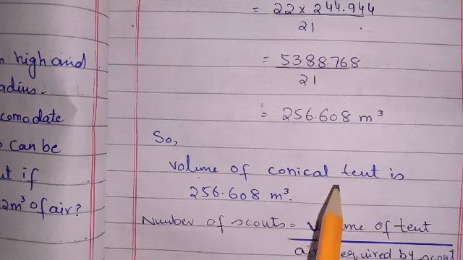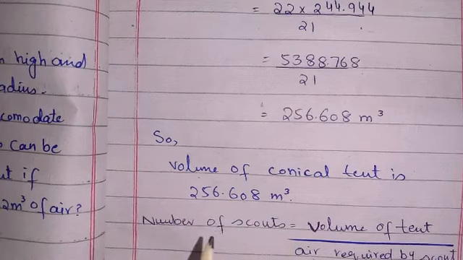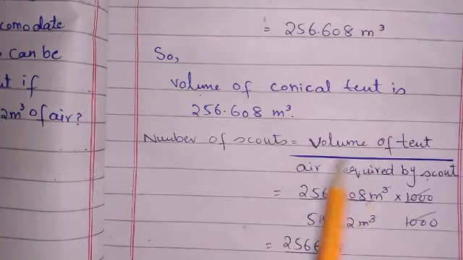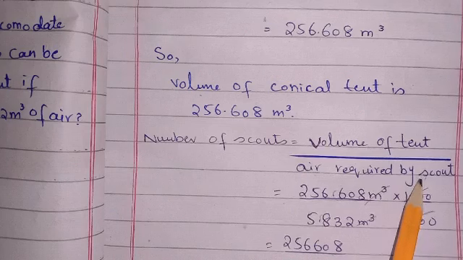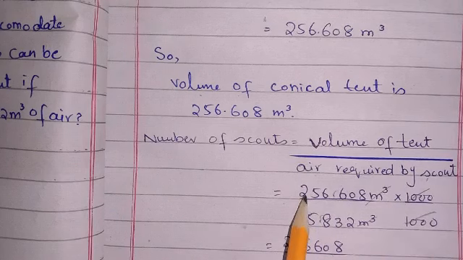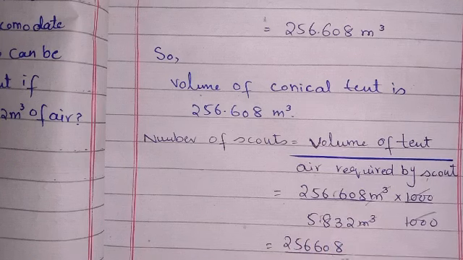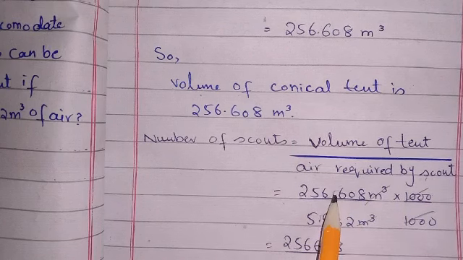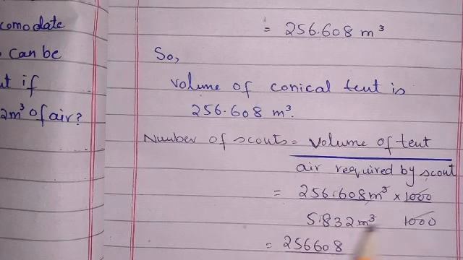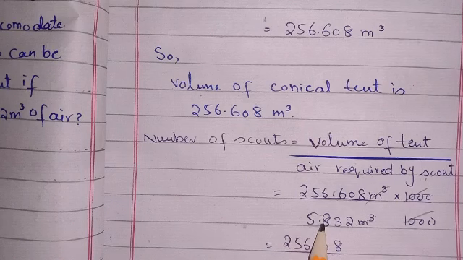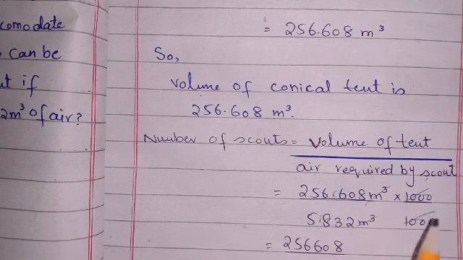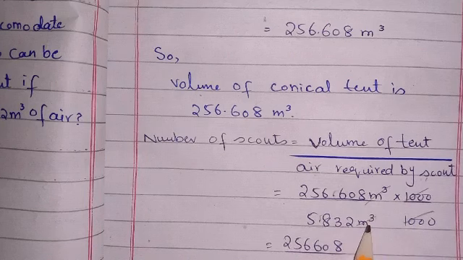Now we are going to find out the number of scouts. So the number of scouts is equal to volume of tent over air required by each scout. Here you can see that we will write 256.608 meter cube over 5.832 meter cube. Now students, we will remove the decimal point: in the denominator we add 1000, and the denominator having the decimal, its 1000 will be in the numerator. 1000 cancels with 1000 and meter cube cancels with meter cube.